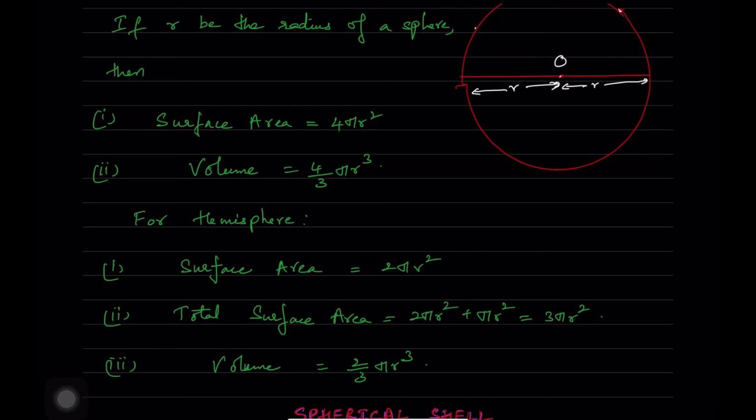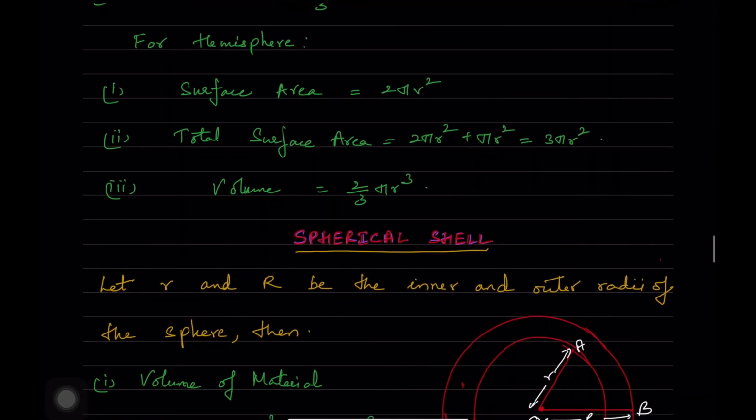In a sphere, the total surface area and surface area are the same, that is 4 pi r square itself. In a hemisphere, the total surface area is 3 pi r square, the surface area is 2 pi r square, and the volume is, if you divide the volume of a sphere by 2, 2 by 3 pi r cubed. So this is the hemisphere part.